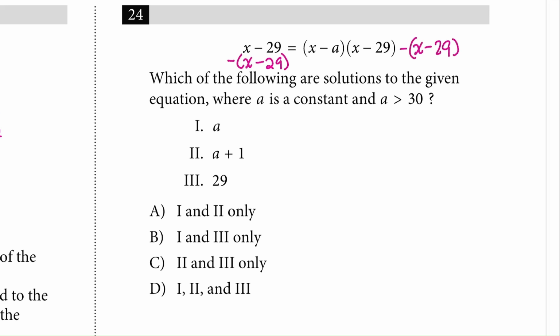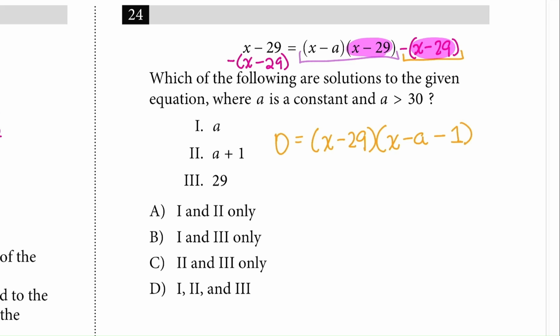Now, take a look at this very carefully. You can see that between the first term, this whole thing, because they're multiplied, so it's one term, and this term, that they both have this x minus 29. So if we go ahead and factor that out, this is what our equation will look like. So we're going to have 0 equals that.